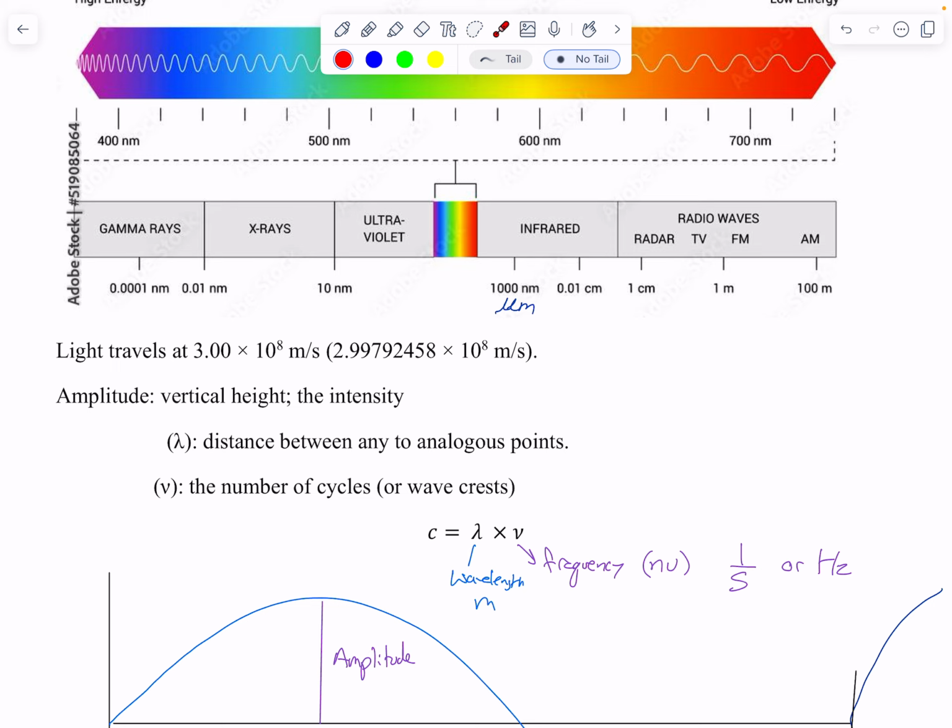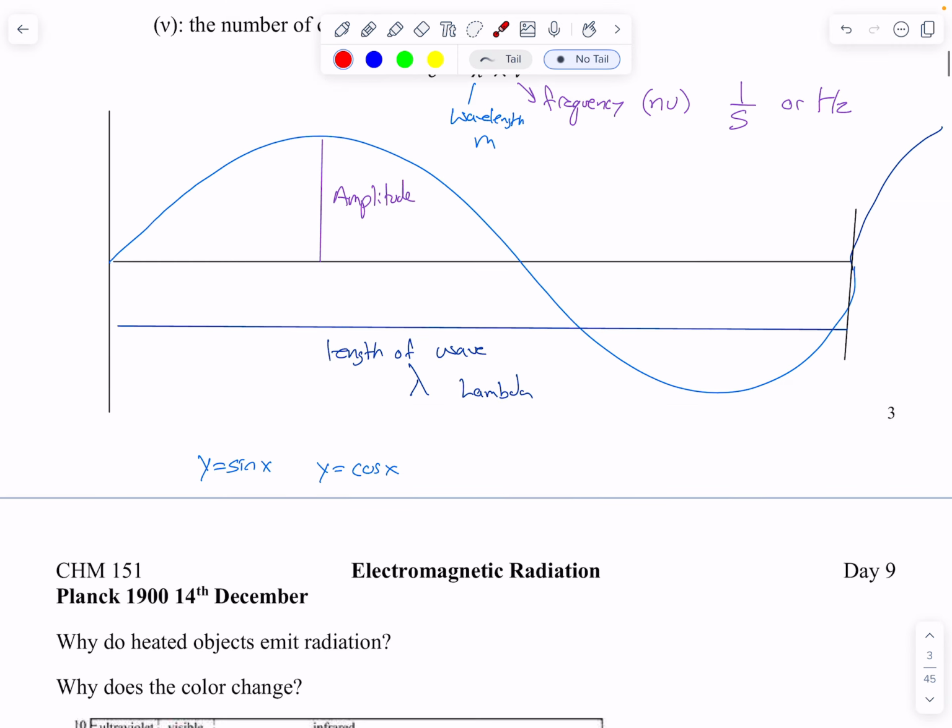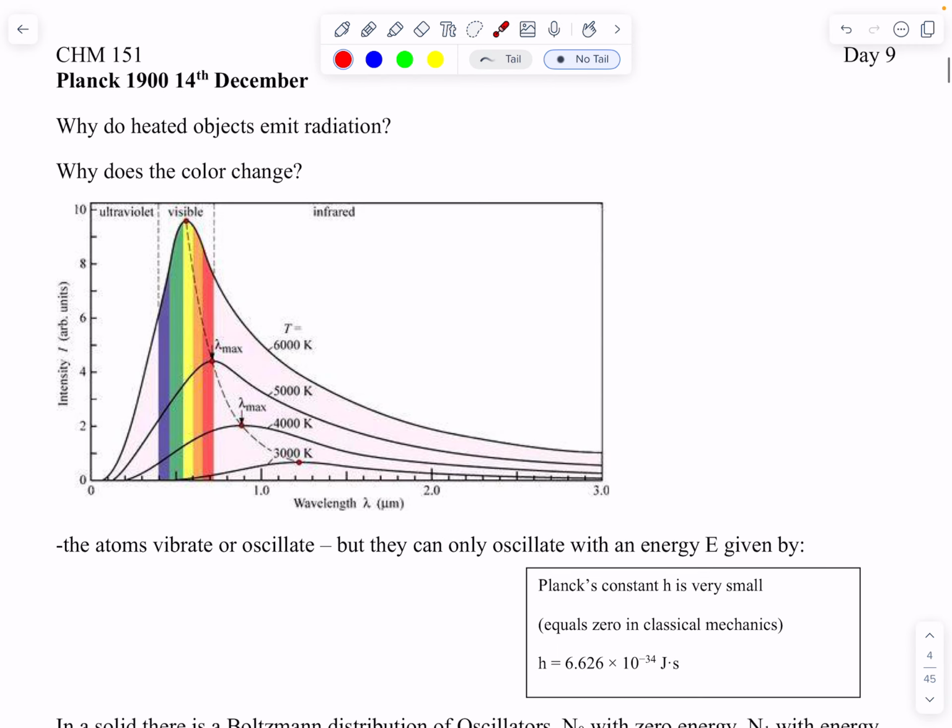All right, so light behaves a little bit differently than most things. So we're going to go into the history here. Planck, right? Why do heated objects emit radiation, and why does the color change? So if you look here at this fun graph, we have wavelength in micrometers and then the intensity. And what happens is that's the temperature that we're trying to make, and they got this thing called lambda max, which is basically, think of it as a color you can see.